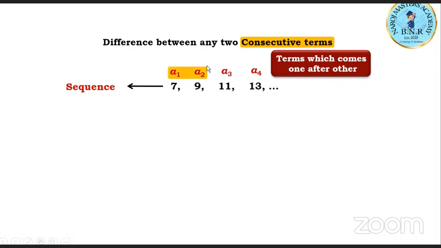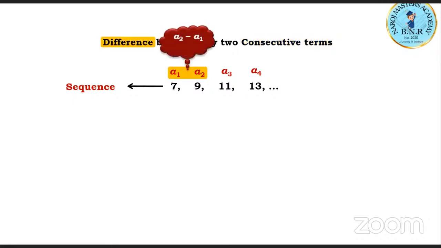So here A1 and A2 are two terms. Which one is the first term here? 7. So we have to calculate the difference between the first and second term. So here A2 minus A1 we have to calculate. Subtract the first term from the second term, that is 9 minus 7. What will you get? 9 minus 7 is how much? 2. So the difference is 2. Very good. So we are calculating only the difference between two consecutive numbers here.